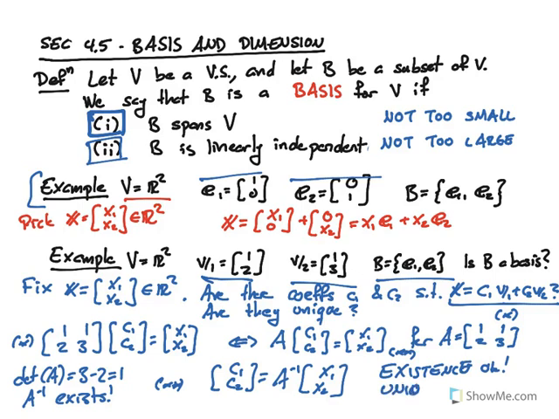And uniqueness is also okay. So yes, this is also a basis. The vectors V1 and V2 also form a basis for R2. So important point here, a basis is typically not unique.